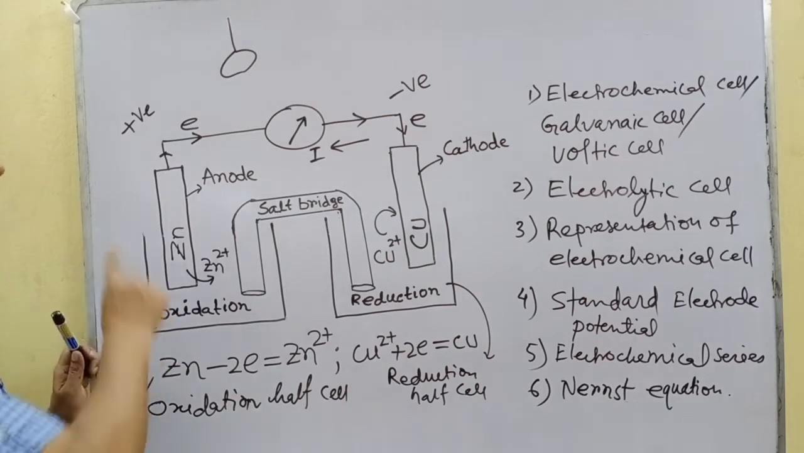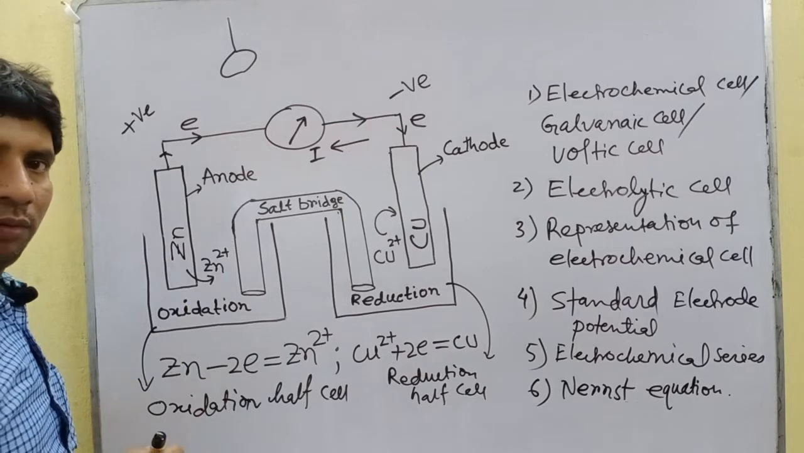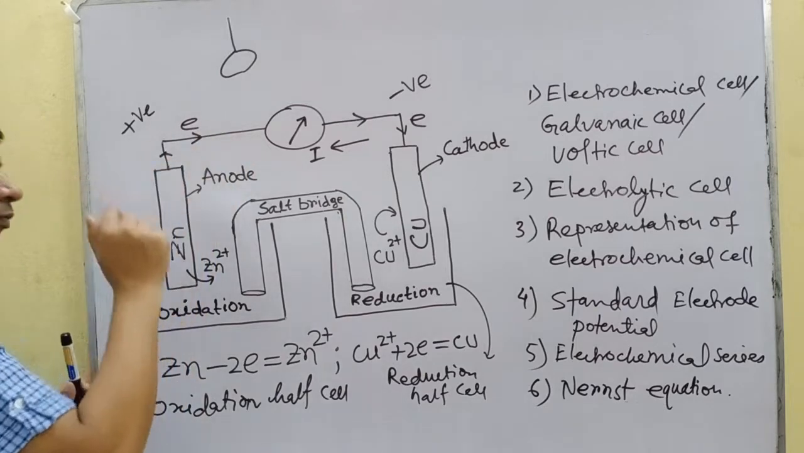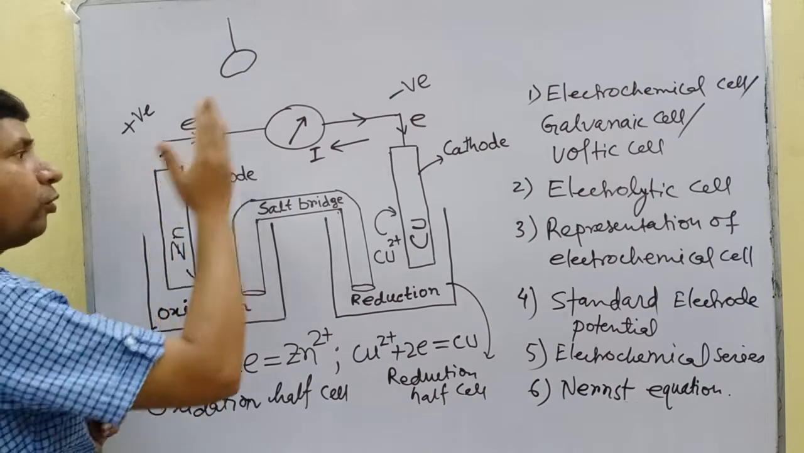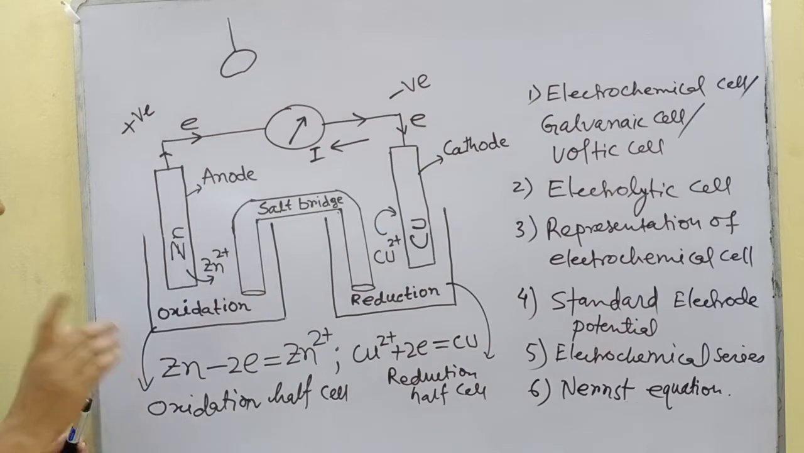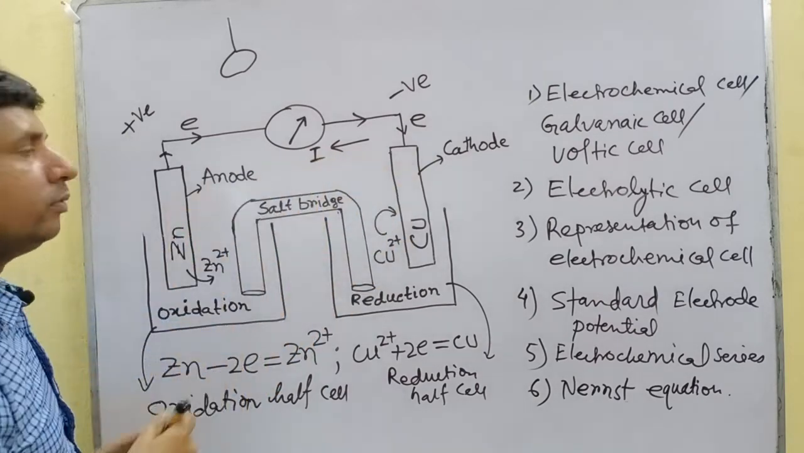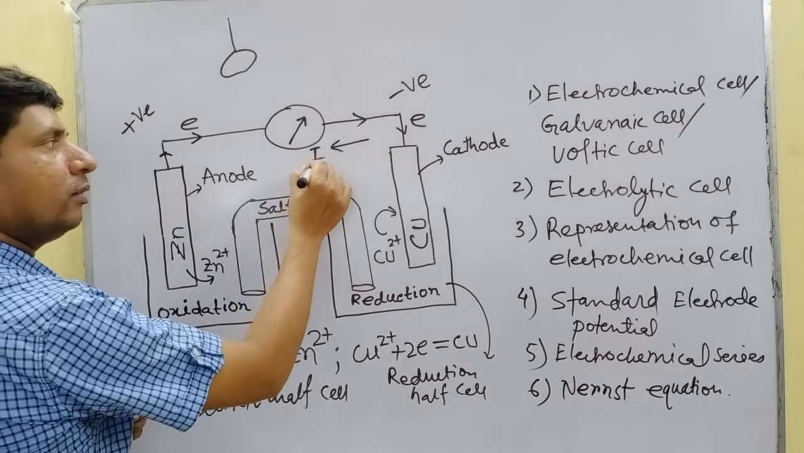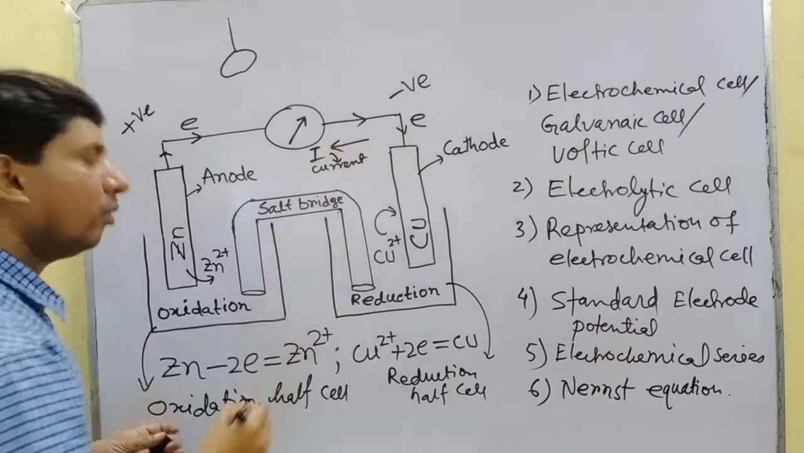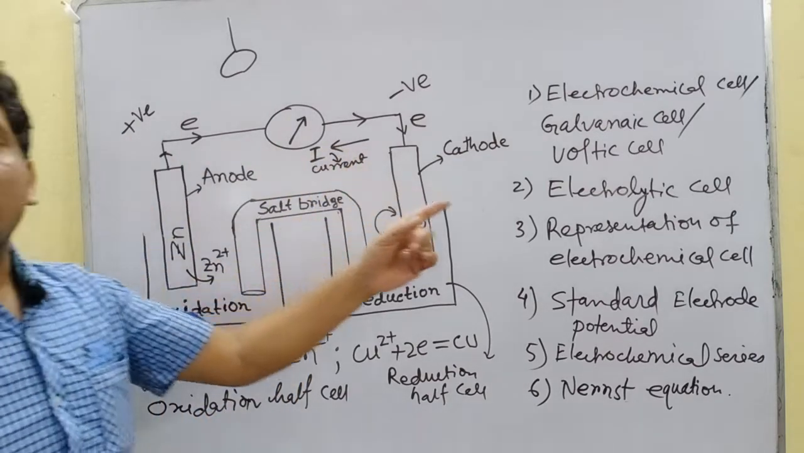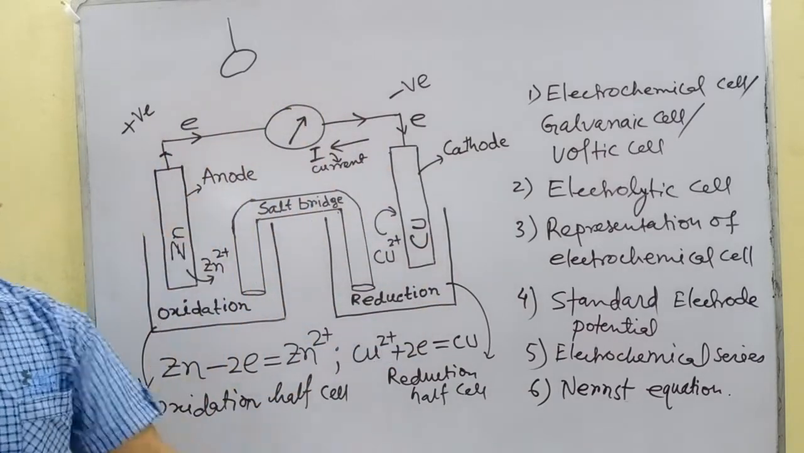And from anode to cathode, electron flowing from anode to cathode, and current flowing from cathode to anode. This is current. Okay, this is current. তাহলে ইলেকট্রন যেদিকে যায় কারেন্ট তার অপোজিটে আর উল্টো দিকে যায় বলে ধরা হয়। ক্লিয়ার?